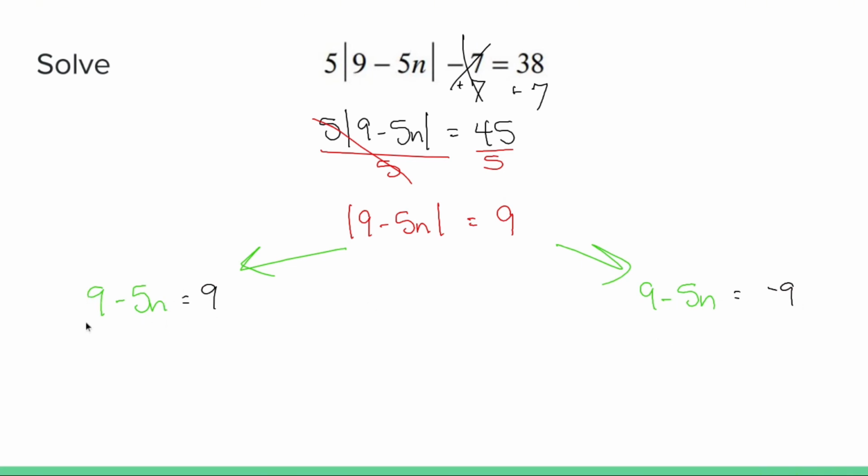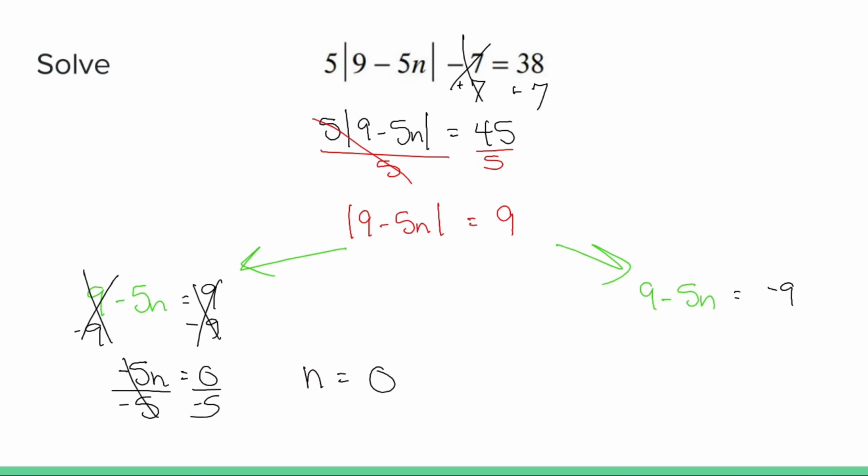Solve for n. So I'm going to subtract 9, cross you out. Look at that, cross you out too. Negative 5n equals nothing. Divide both sides by negative 5, and n equals a big fat 0.